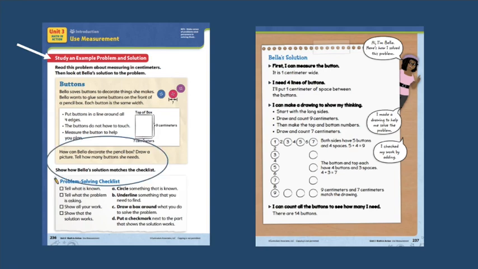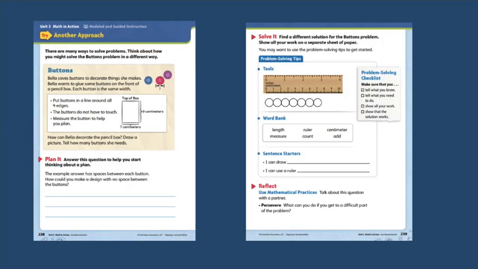The first couple of pages have you analyze or study a solution. Think about one way to solve and critique or explain the given solution. As you know, there are many ways to solve a problem or task. These pages ask you to think about a different solution to Bella's task. The problem-solving checklist is there to help you.